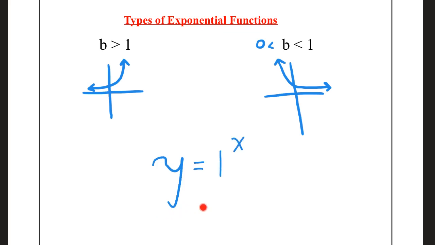Why do you think this is not an exponential function? No matter what I raise this to, what's the answer always going to be? Even 0? It's always going to be 1. So this would actually just be a horizontal line through 1. Looks like an exponential function to someone that doesn't know what they're doing, but that's why we don't include 1 in this definition. So this is the deciding factor.